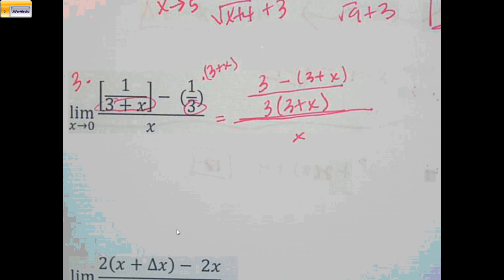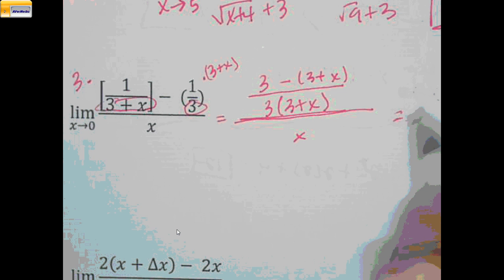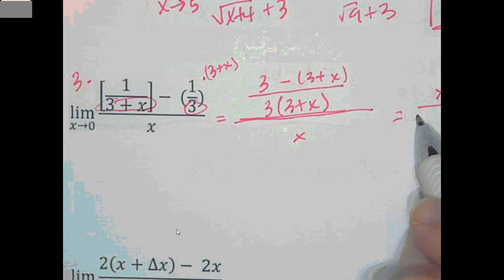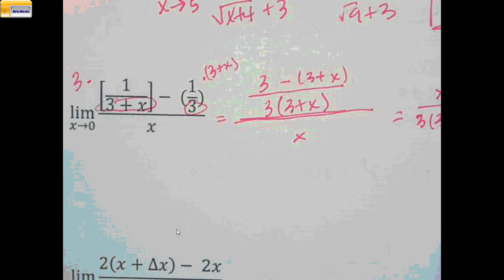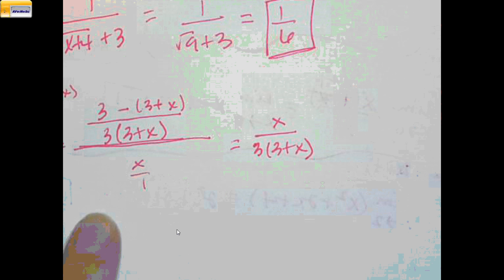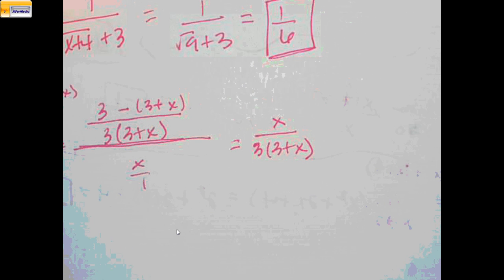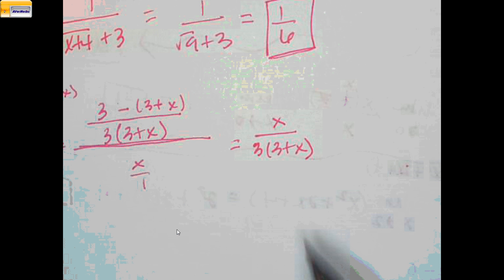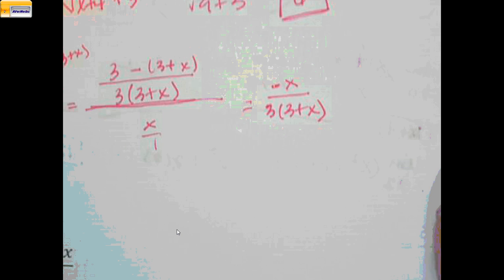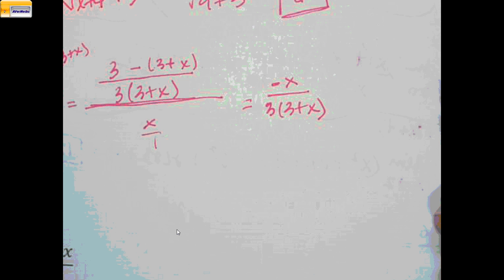Let's keep simplifying. On the top, 3 minus 3 is nothing, so now I just have negative x over 3 times 3 plus x. Now you're dividing by x over 1. Remember that little cutesy phrase I taught you? When dividing fractions, don't ask why, flip the second one over and multiply. What? Because this is the negative x that your teacher just left off. Thank you, good catch. I just made that mistake. So when dividing fractions, flip the bottom one over and multiply.